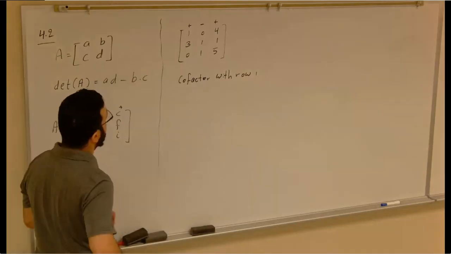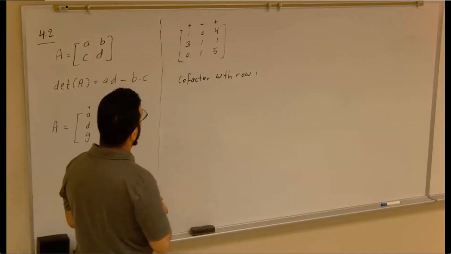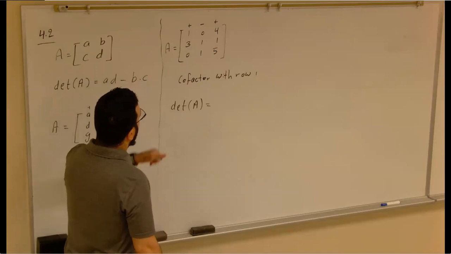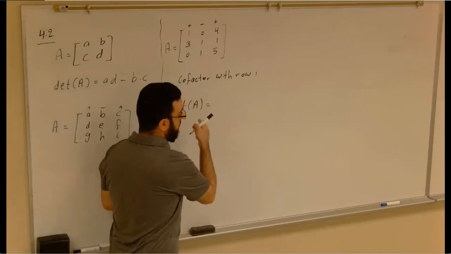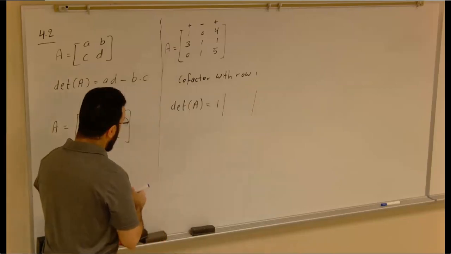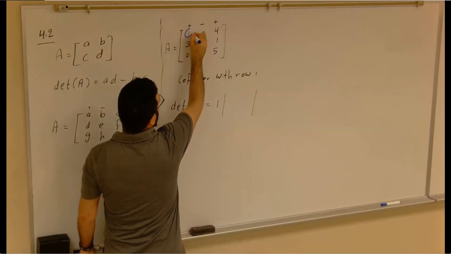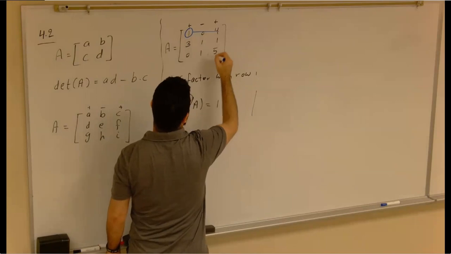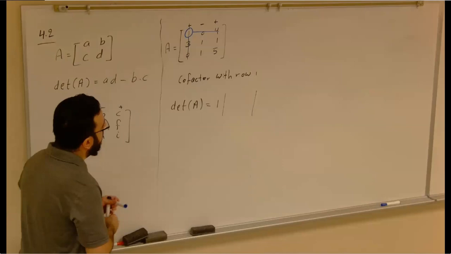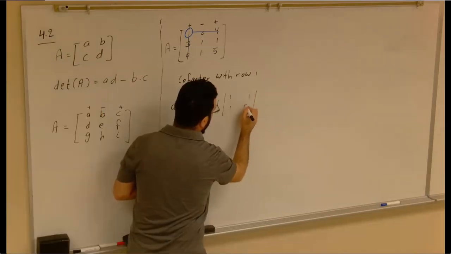The determinant for the matrix A, this is the matrix A, is going to be equal to, what's the first number? 1. Here is 1. I'm going to open another 2 times 2 matrix. I'm choosing this number, so cancel this row and this column. What's left? 1, 1, 1, 5. I'm done with this step.